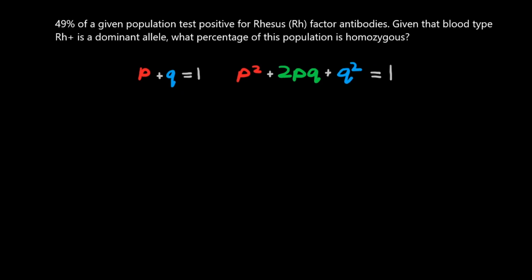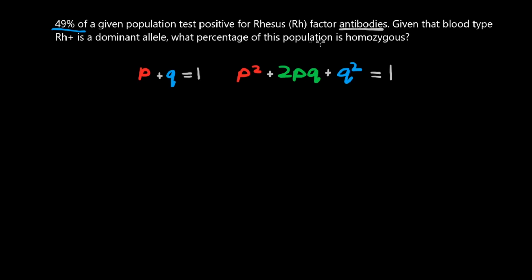Here we have a problem that's just a little bit different, and it tests your knowledge about blood types. So we're given that 49% of the population test positive for antibodies. Now, people who don't have a blood type will produce antibodies against that blood type. So this means this population does not have the rhesus factor. And given that Rh is dominant, that means only the homozygous recessive will produce the antibodies. So that 49% is q squared.